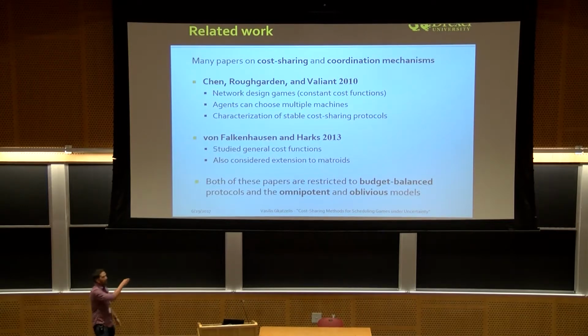The important deviation of our work compared to the previous work is that both of these papers are restricted to budget balanced, whereas we are going to be overcharging and trying to understand what the power of overcharging can be, and that they're only looking at the two extreme protocols that I mentioned at the beginning, either omnipotent or oblivious, whereas we're trying to understand the power of this middle ground model here, the resource-aware model.